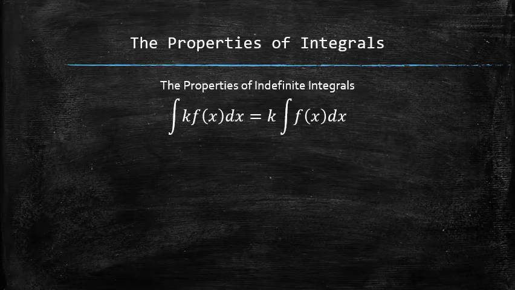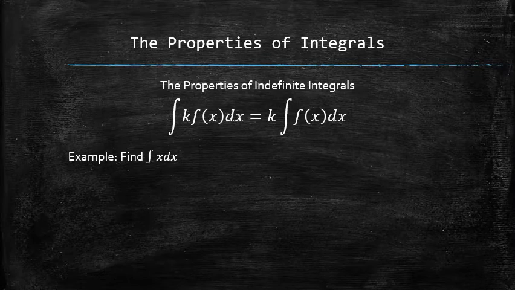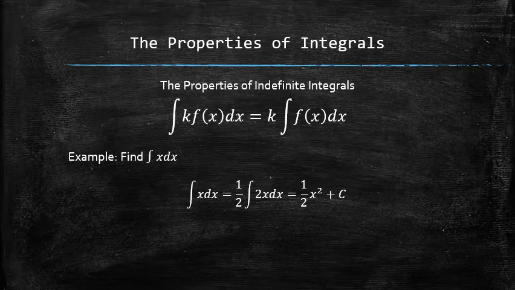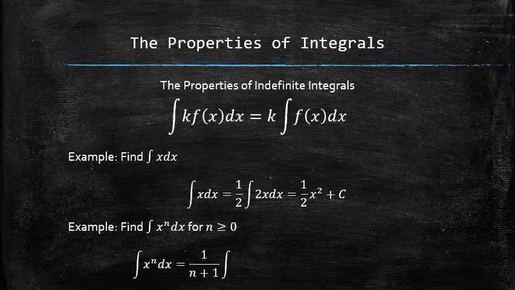To practice the taking out the coefficient property, let's find the indefinite integral of x by factoring out 1/2 and recognizing the antiderivative of 2x. We can do the same for x raised to any power n. Let's factor out n plus 1 and recognize the antiderivative.